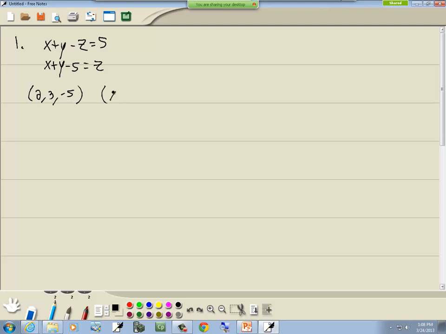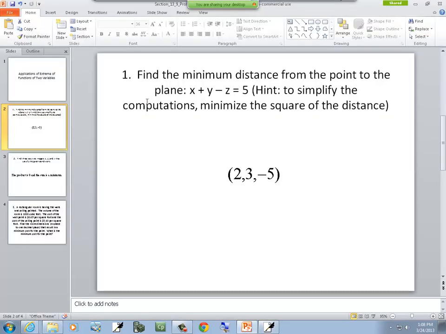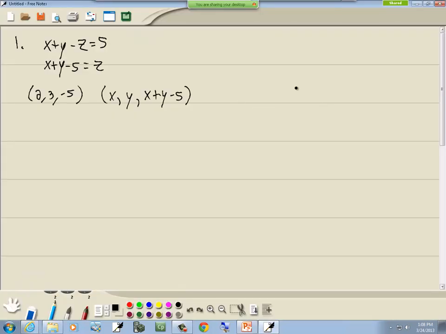And we'll also have another point, x, y, and then z, which we said z was x plus y minus 5. Now this is a very specific point here, and this is just a generic point that's on that plane. And again, what we're trying to do is find the minimum distance from the point to the plane. So you've got a plane out there in 3D space, and of course it goes forever in all directions, and you've got a point up here. If you look at the distance from that point to any point on the plane, there's going to be one particular place where it's a minimum distance, and that's what we're taking a look at here.